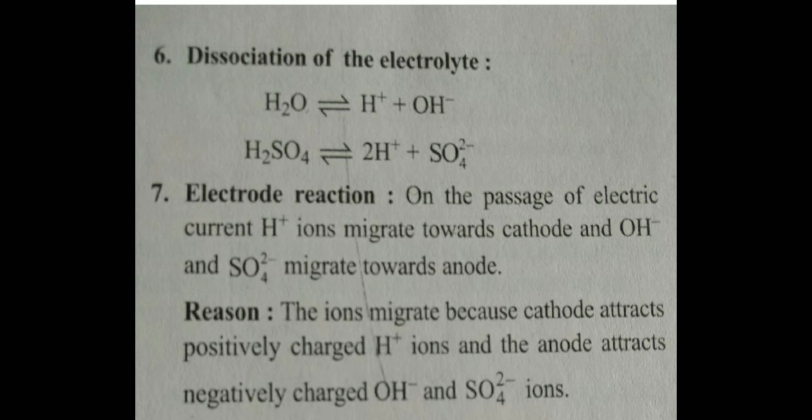The reason: the ions migrate because the cathode attracts the positively charged hydrogen ions and the anode attracts the negatively charged hydroxyl and sulfate ions. We know that the cations migrate towards the cathode and the anions migrate towards the anode. Cations are positively charged, anions are negatively charged, and the cathode is negatively charged and the anode is positively charged.